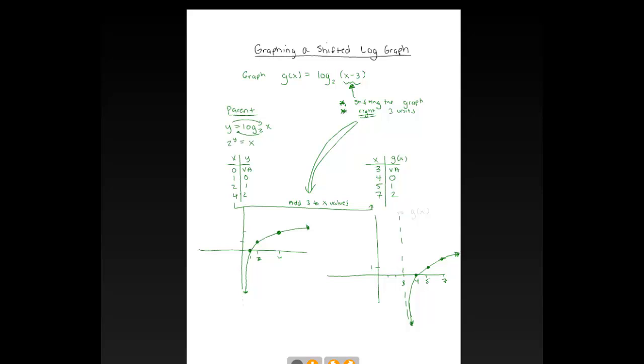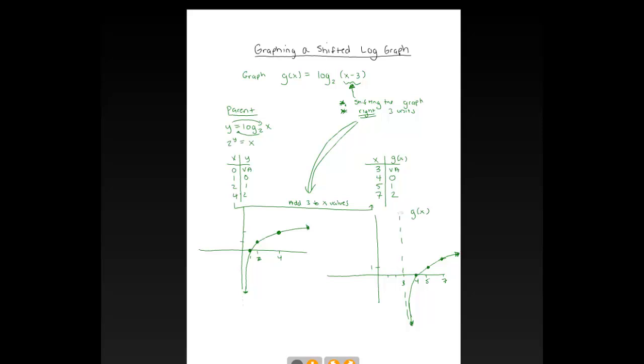And here's my shifted graph, right? If it was x plus 3, hopefully you understand that that would shift the graph left, and we would subtract 3 from the x values. But the important thing to notice is that I graphed this using this idea of transformations. I knew what my basic log function looked like, and I transformed it appropriately.